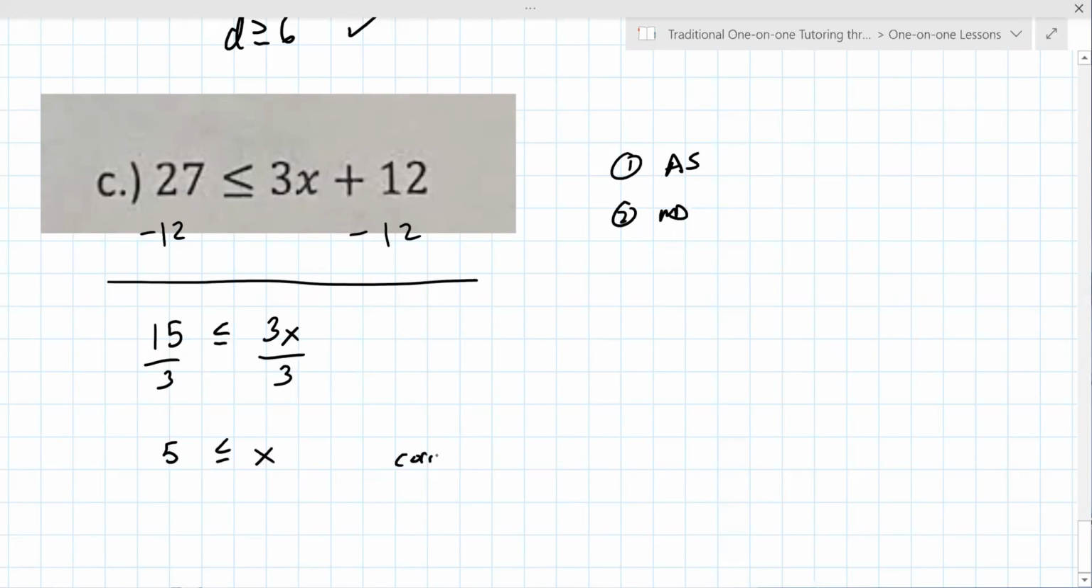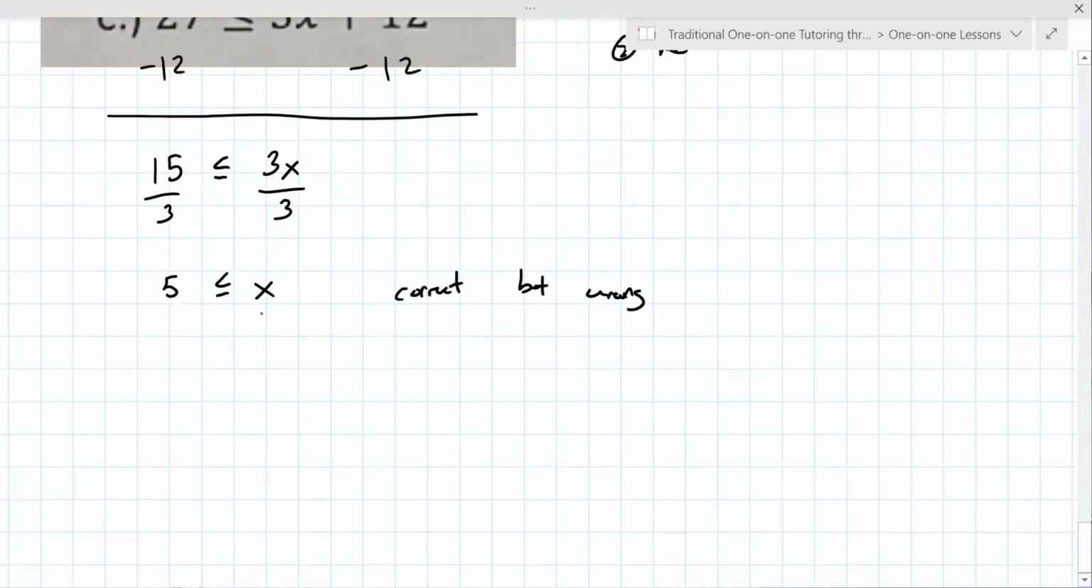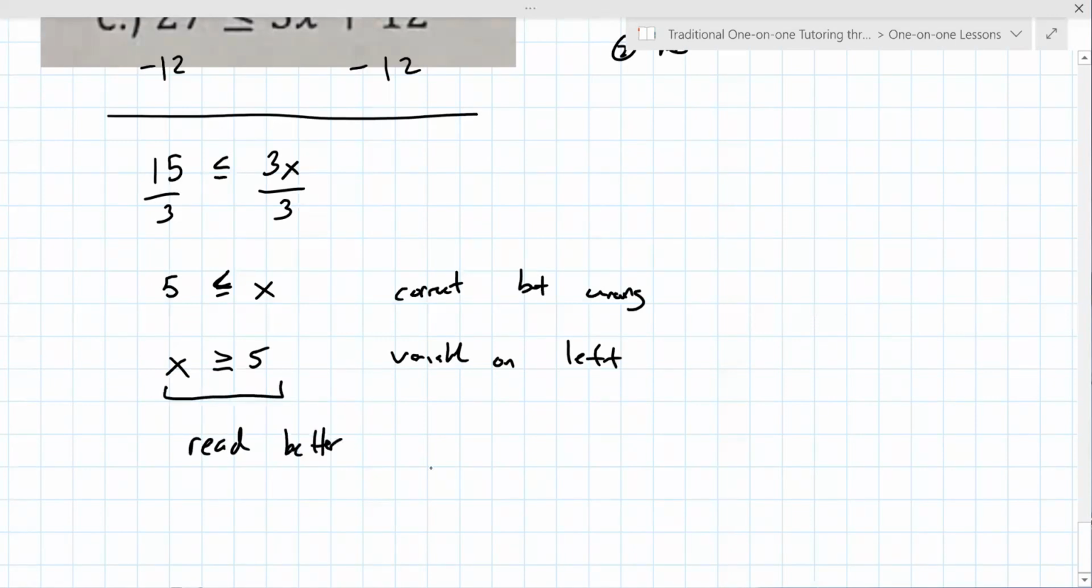This is correct, but wrong. You might say, what do you mean by that? The problem is that the variable needs to be on the left. Variable on left. So I'm going to flip this: x greater than or equal to 5. Do you see how this symbol is pointing to the 5? It's still pointing to the 5, but we read this better; it's preferred.